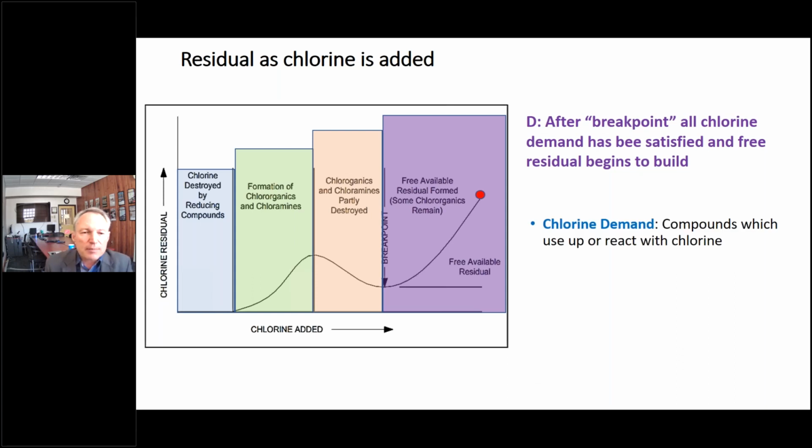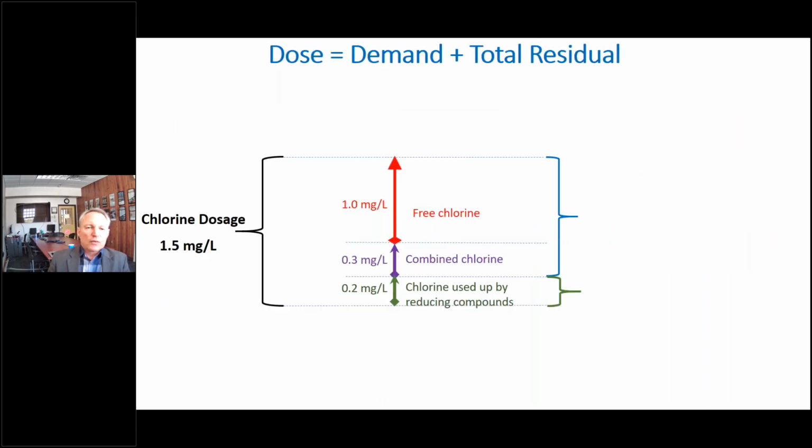A couple of concepts in this slide. The chlorine demand are the compounds which either use up or react with chlorine. And the free residual is the unreacted chlorine portion of the residual. And there's that breakpoint line that divides total chlorine residual only and total chlorine that includes free residual. If we were to look at a diagram of what's happening, it would look something like this.